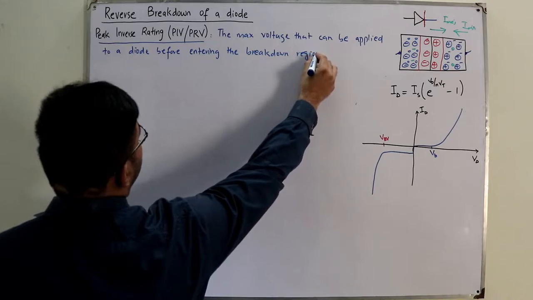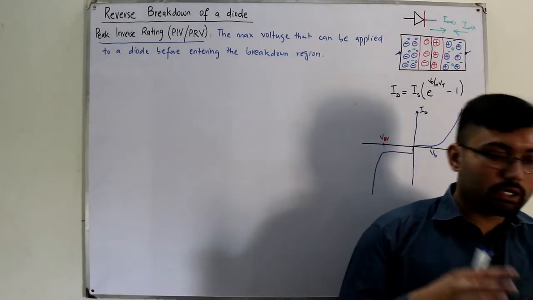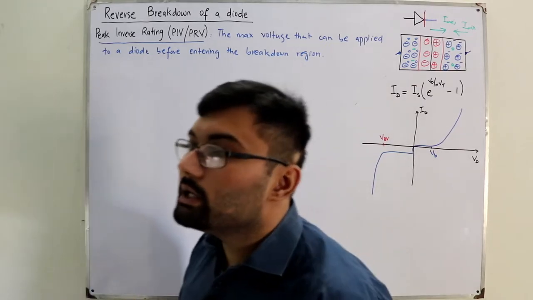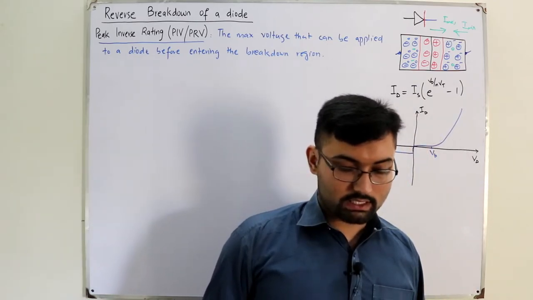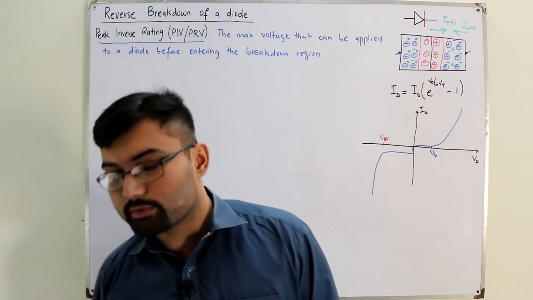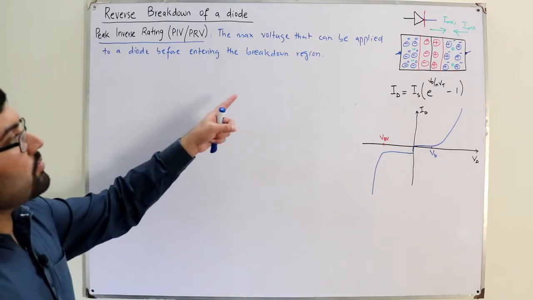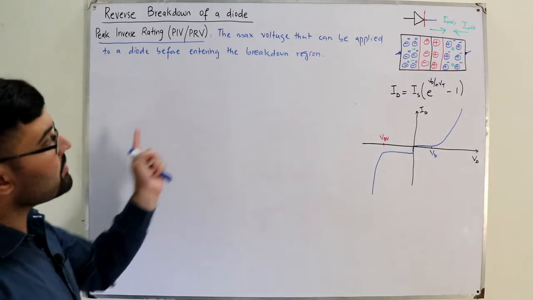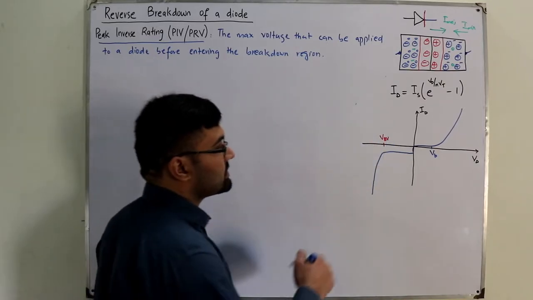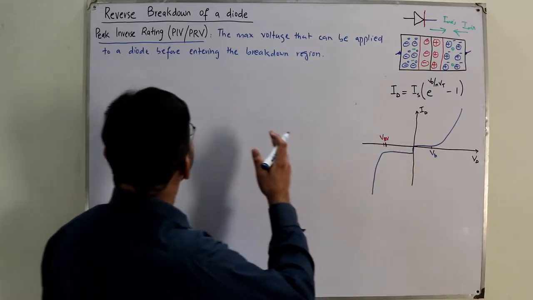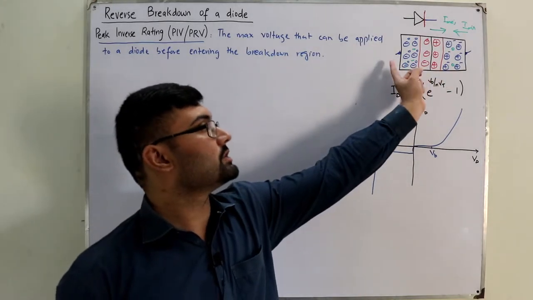This is a very important thing: the peak inverse rating, the peak reverse rating, the peak inverse voltage. You need to know it because we do not want to operate our diode in the breakdown region. Over there, it cannot work. We have a special diode that will work over there, the Zener diode. We'll see it when the time comes. The peak inverse rating is the maximum reverse bias voltage that can be applied to a diode before entering the breakdown region, which means if this is your breakdown voltage, somewhere over here you have your PIV rating.